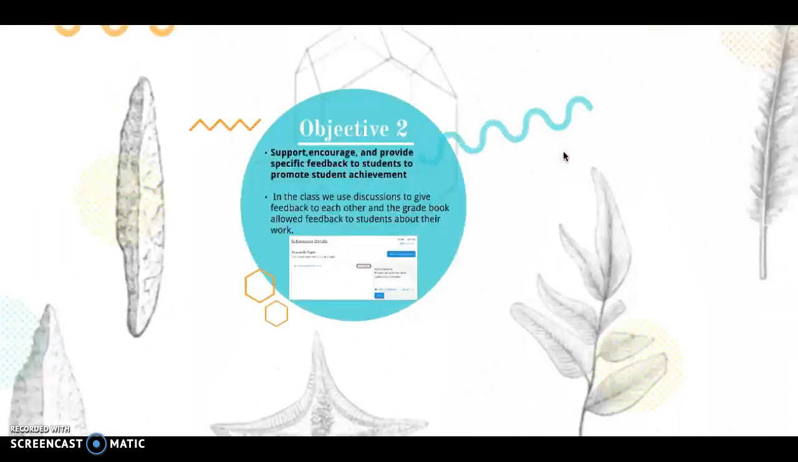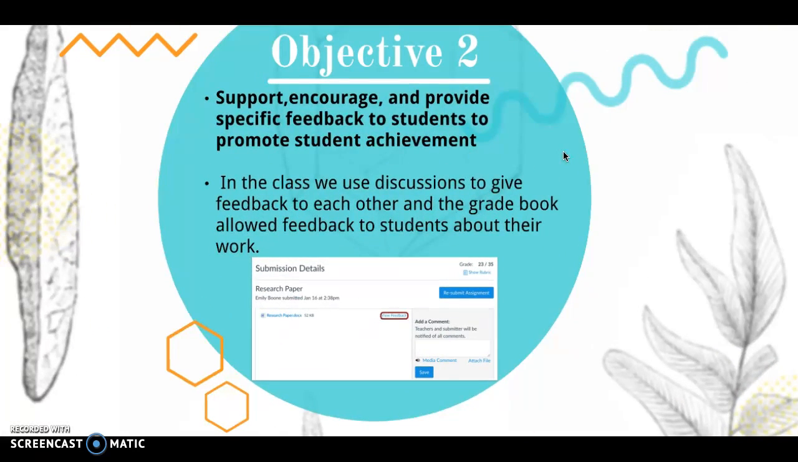Our Objective 2 is to support, encourage, and provide specific feedback to students to promote student achievement. In the class, we used discussions to give feedback to each other, and the grade book allowed feedback to students about their work. In the discussions, we were allowed to give feedback to all the students if we wanted, or one, and you could ask questions and see if their discussion was the same as yours, if they had the same opinions. And in the grade book, the professor gave feedback to us about certain projects. If we did well, he said good job. If not, he told us what we should work on or what we needed to fix.